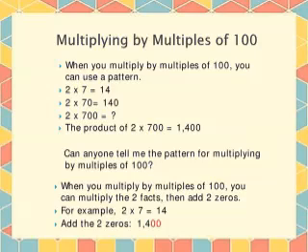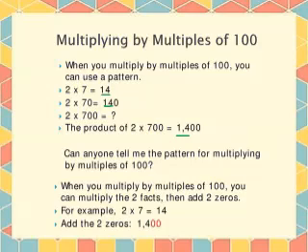And of course, when multiplying by multiples of 100, you can use a pattern. For example, 2 times 7 is 14. 2 times 70, it's also 14, but you have one zero. So what do you think 2 times 700 is? It's the same thing. You put 14 and you put two zeros.